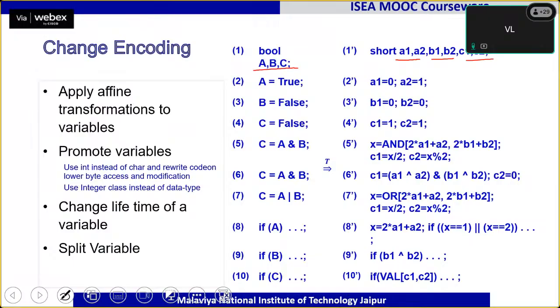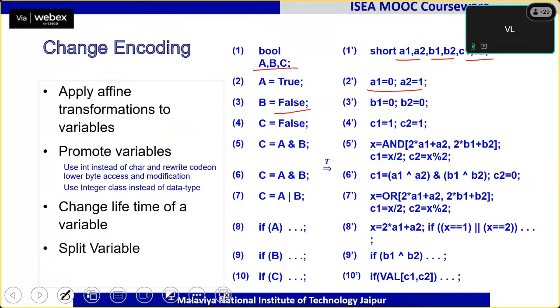If either of A1 or A2 is true, then it is true. If both of them are false, then it is false. Now we have to have a representation also. So we are saying that in the case of A, if they both are different, then it is true. If they both are the same, it is false.